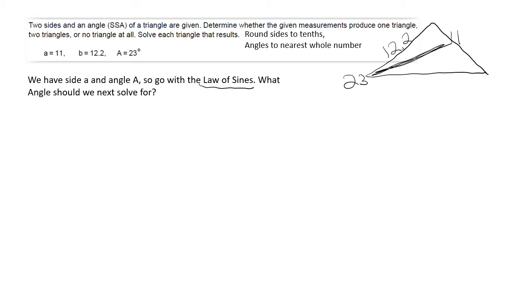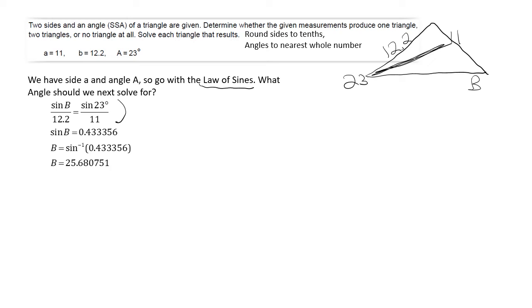Now, what angle should we solve for next? Well, if you look at our picture here, essentially the only option is for angle B. So we're going to work with the law of sines. Sine B over side B is equal to sine angle A over side A. And we get B is about 25.7.